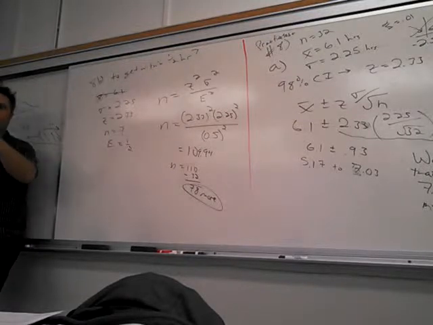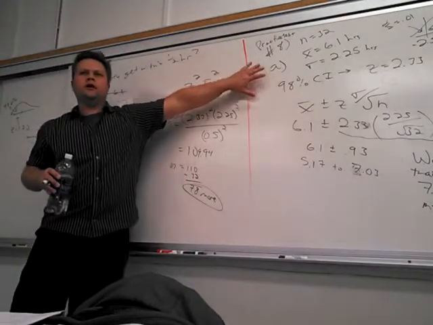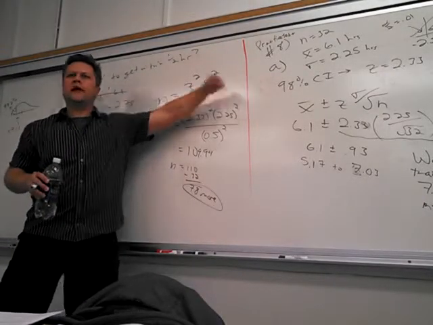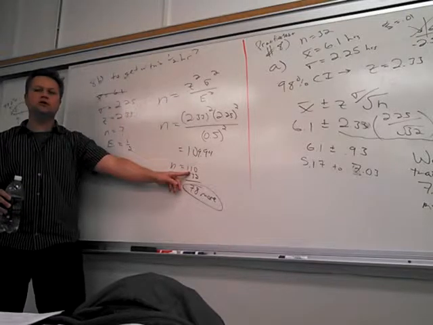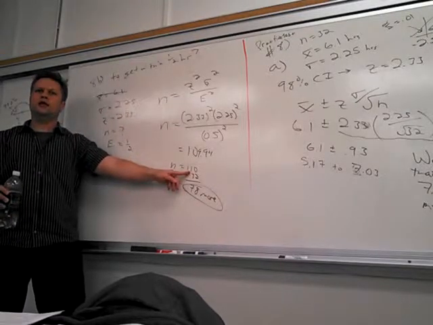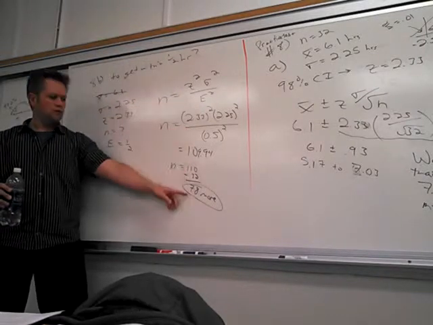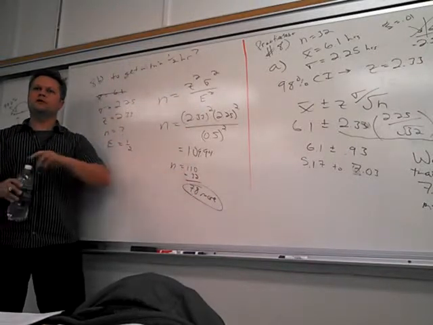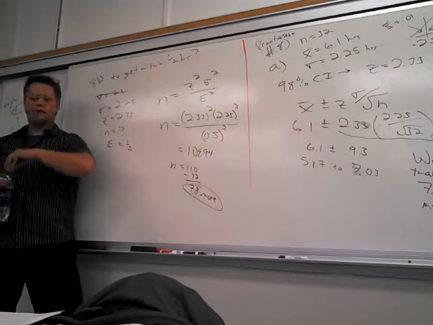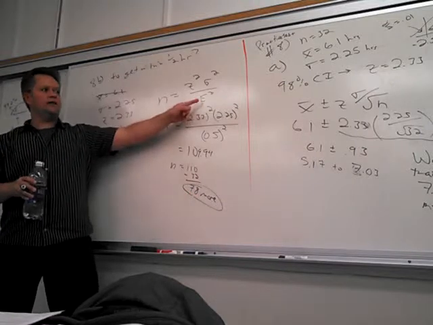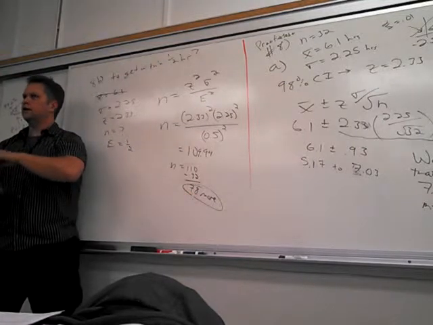Because in part A, I already talked to 32 people. So if I say how many more do you need to talk to, and you do this problem, it says you need 110 total to be within half an hour. I've already talked to 32 people, so how many more do I need to talk to? 78 more to make the 110. Now if I talk to 80 more, I'm definitely going to be within a half. I'm even going to be a little bit better than that at 98% confidence.